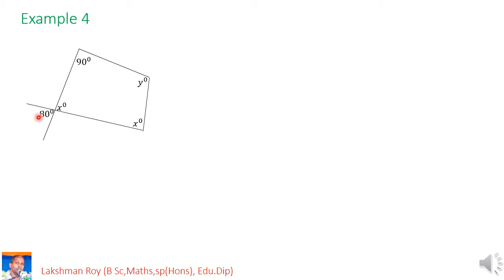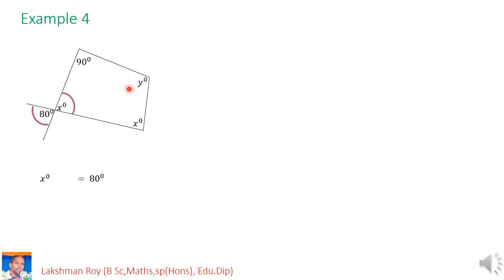vertically opposite angles, 80 degrees and x degrees vertically opposite. So remember the result, vertically opposite angles are equal, that means x degrees equals 80 degrees. This you can see, vertically opposite, that means x equals 80 degrees, nothing to find. If you see these two are vertically opposite, you can take x is 80 degrees. Now x is known, here x is also known, same x.